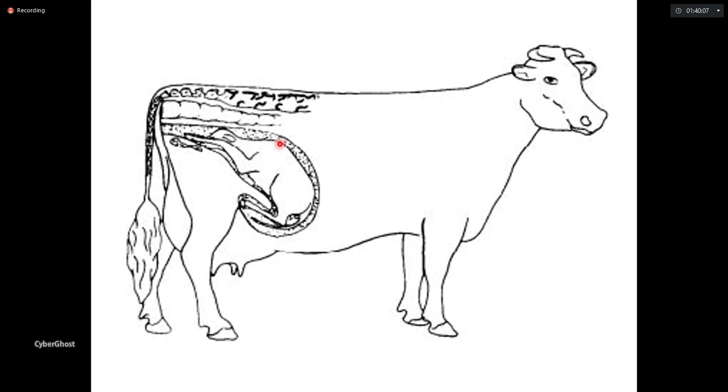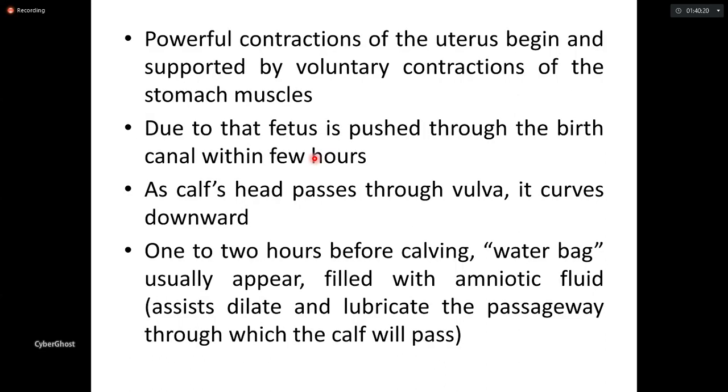Then you can clearly touch it through rectal palpation, and then see whether someone is living inside the body of this mother animal, right? So what happens is lots of powerful contractions will be there inside the uterus. Those are involuntary contractions, but at the same time you can provide some voluntary contraction. The animals also try to provide some contractions to the stomach just to support those uterine contractions. That is just to push the fetus outside the body of the mother animal, right? So then the calf's head basically passes through the vulva area.